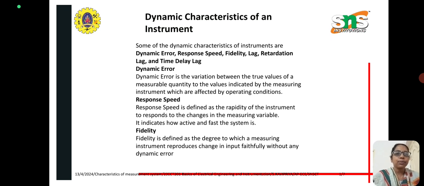And next is response speed. Response speed is defined as the rapidity of the instrument to respond to changes in the measuring variable. How fast the instrument responds whenever a change occurs in the input value. It indicates how active and fast the system is. Fidelity is defined as the degree to which the measuring instrument produces changes in the input faithfully without any error.